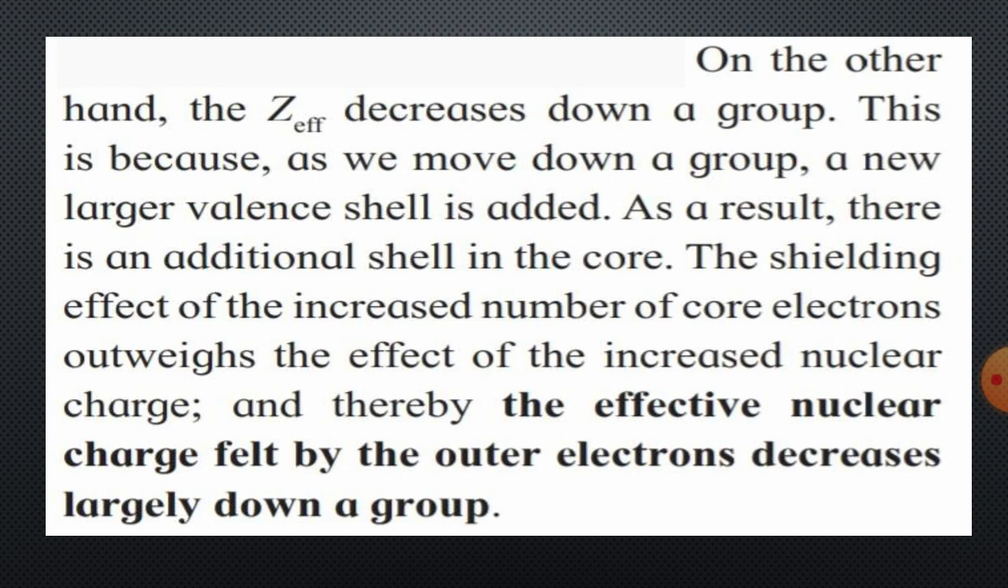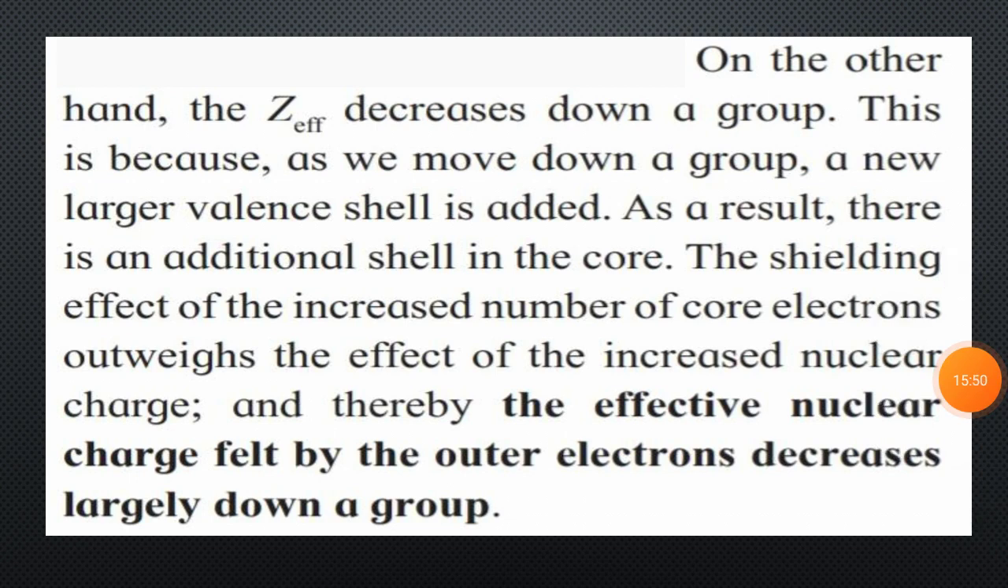Fine. The shielding effect of the increased number of core electrons outweighs the effect of the increased nuclear charge. See here, the shielding effect will play a role. It will offset the increased nuclear charge, and therefore the effective nuclear charge felt by the outer electron decreases largely down a group.